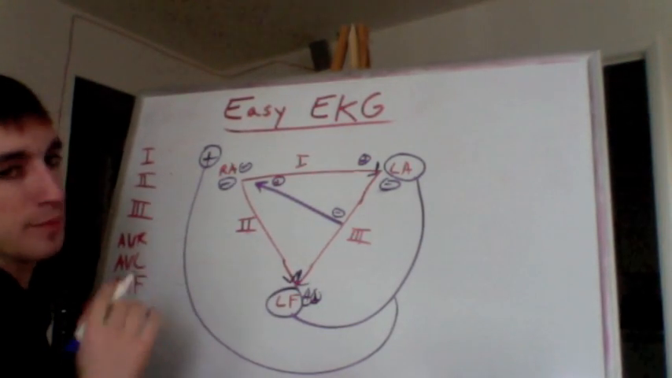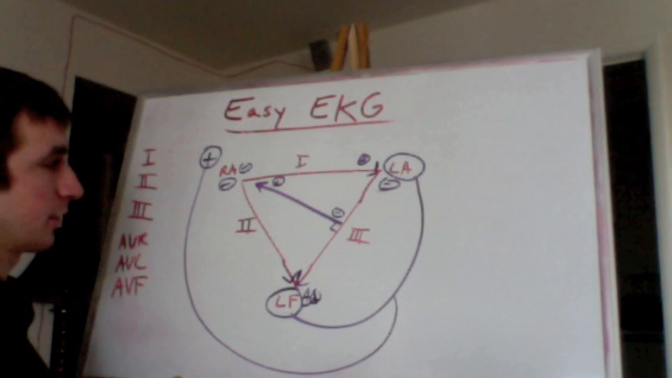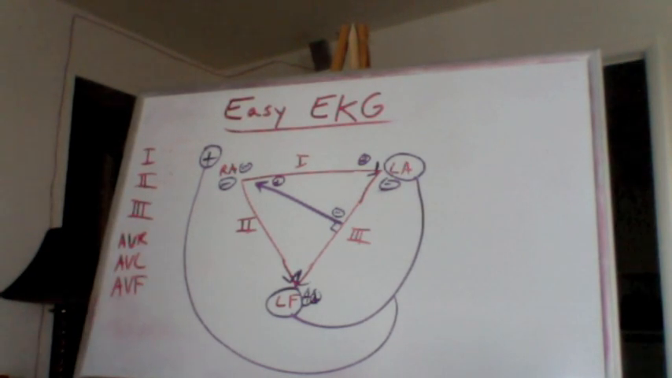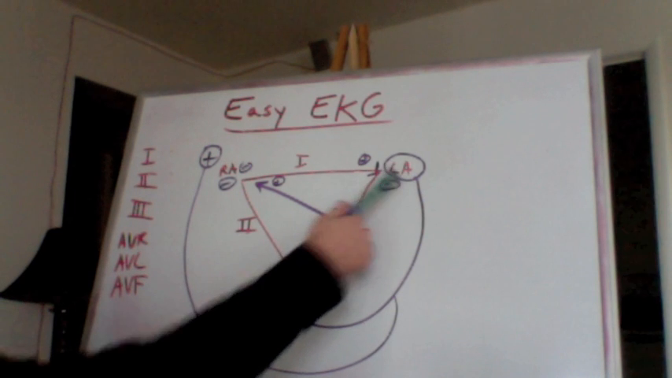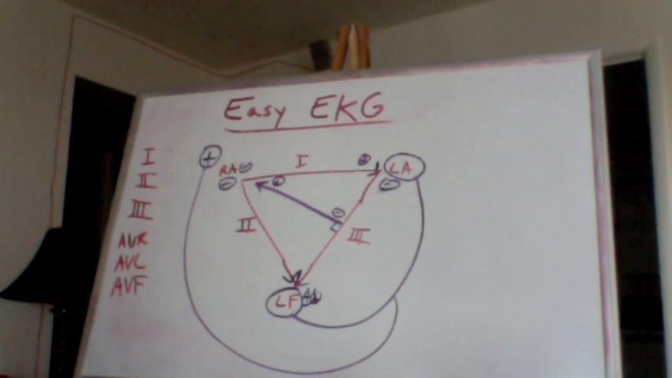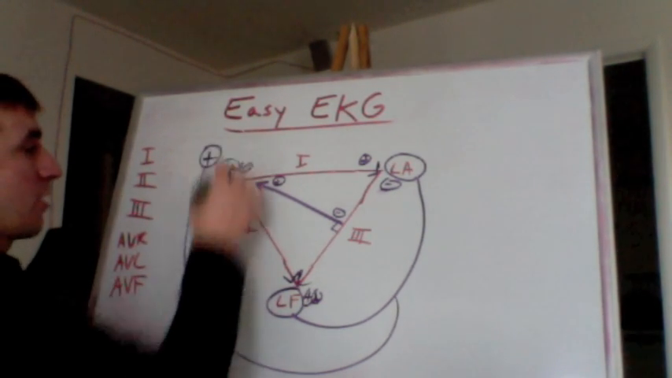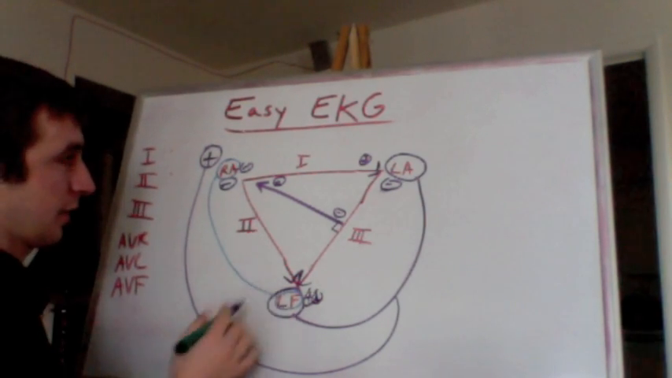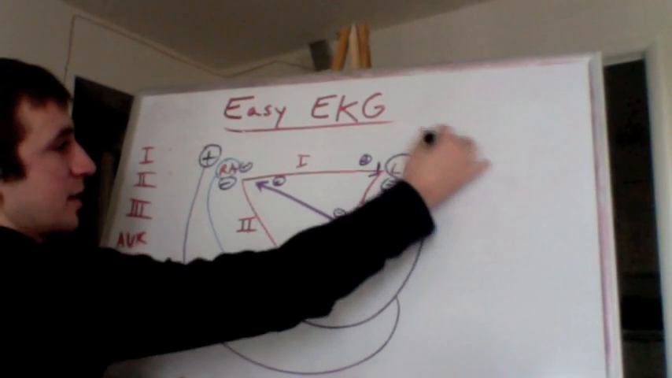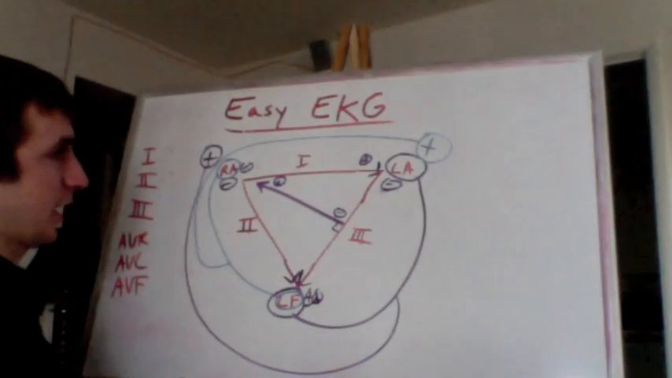It is also perpendicular to lead 3. That's something important to note, okay? So let me switch colors again. So what do you think AVL is going to be then? If AVR combines left arm and left foot, what do you think AVL combines? Yeah, AVL combines right arm and the left foot. Like that. Puts the positive sign up here, and we just go and we connect the electrodes, okay?